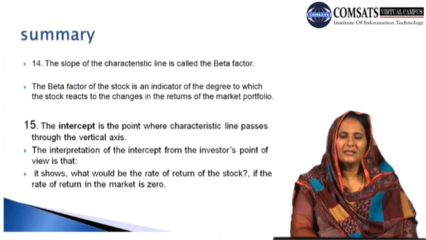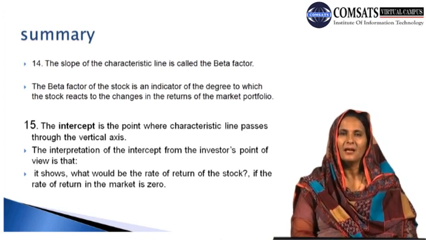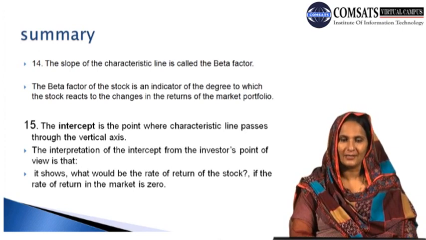Then the 14th point in the summary is that the slope of the characteristic line is called the beta factor. The importance of the beta factor in the discussion of the characteristic line is that, what is the beta factor? Beta factor basically indicates the slope of the characteristic line, or it is also known as the rate of change. That is, it shows the rate at which the changes in the return of one stock relative to the changes in the returns of the market portfolio occur.